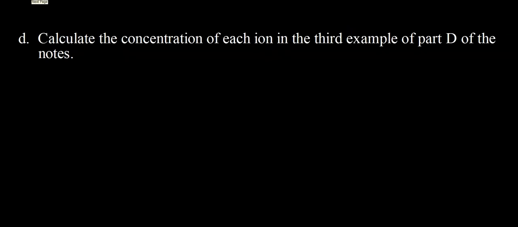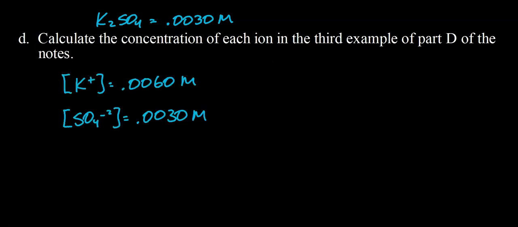So the third example, we had a solution of potassium sulfate, and the concentration of that solution as a whole was 0.0030 molar. So calculate the concentrations of the potassium ions in that solution and the sulfate ions. Go ahead and pause and do that now.